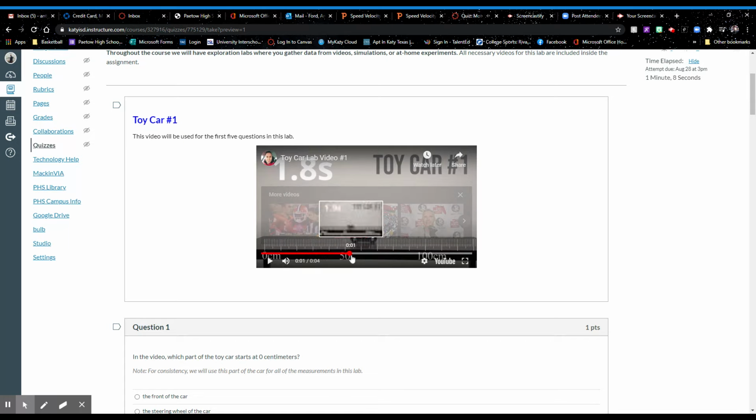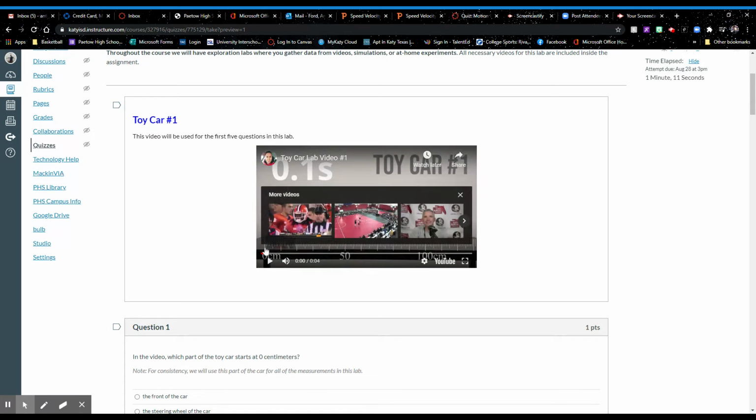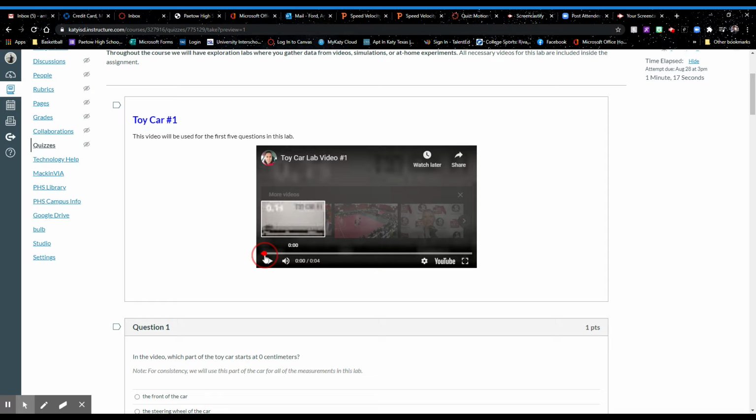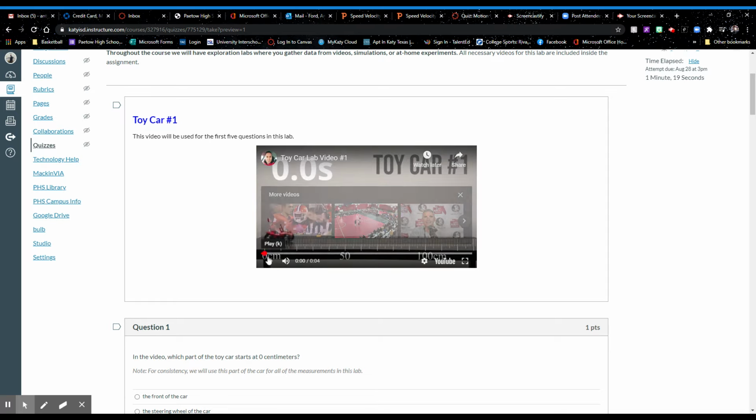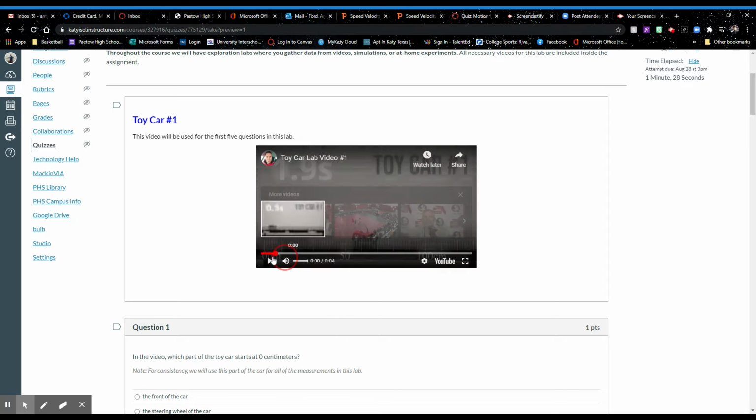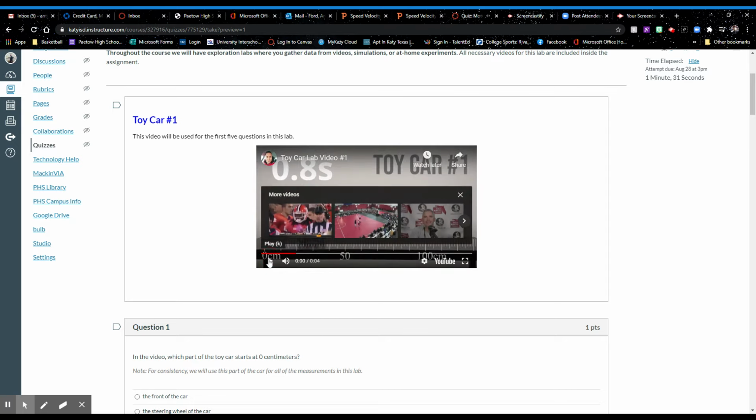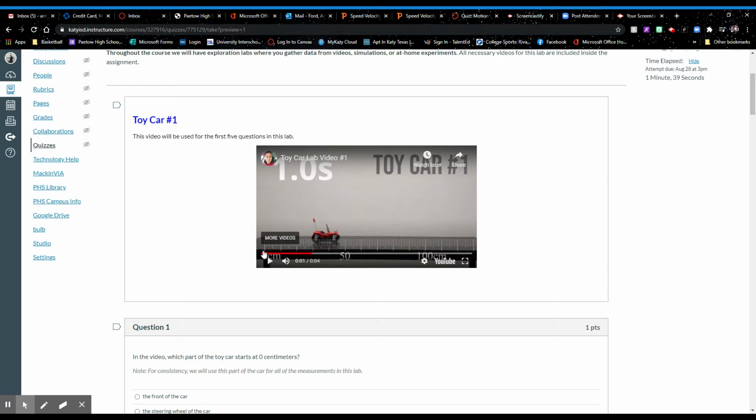All right, so whenever you're measuring distance, if we're starting the car at the back of the car at 0 centimeters, then we're measuring from back of the car to the back of the car wherever it lands. So for instance, if I let it go for 1 second and stop the video at 1 second and go back, the back of the car started at 0 centimeters. And if I measure from back of the car to the back of the car at 1 second, it traveled.